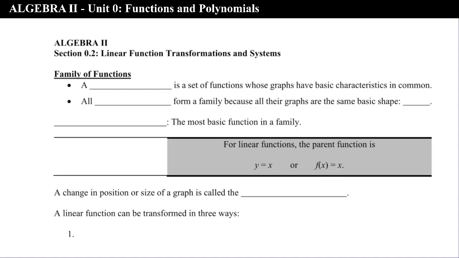Welcome to Algebra 2, Unit 0, Section 2, Linear Function Transformations and Systems. So we're going to start off by talking about what a family of functions is. So let's start off here with a family of functions.